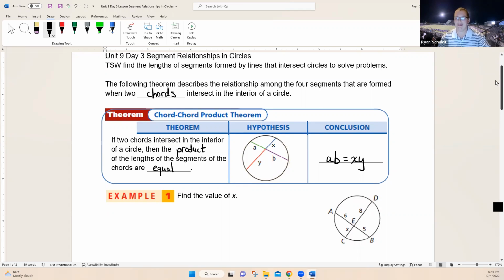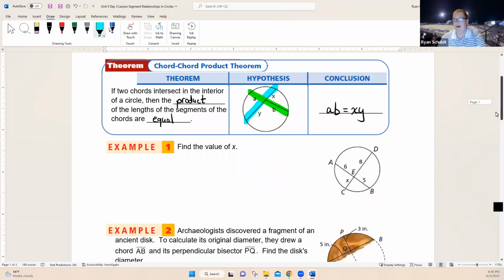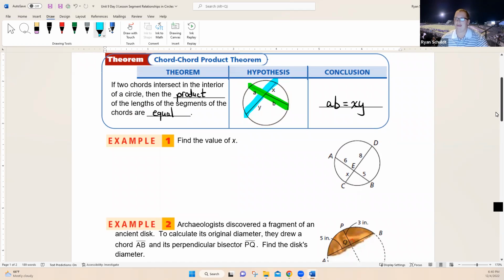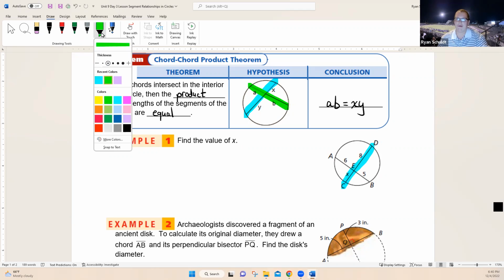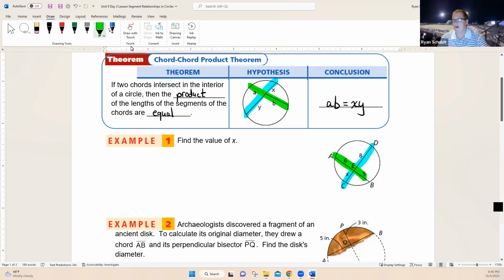So A times B, this diagonal going from A to B, A times B equals X times Y. Okay, so that's simple enough. Let's look at an example. Keeping the same idea, you multiply what's on the diagonal together and set it equal to what's on the other diagonal.